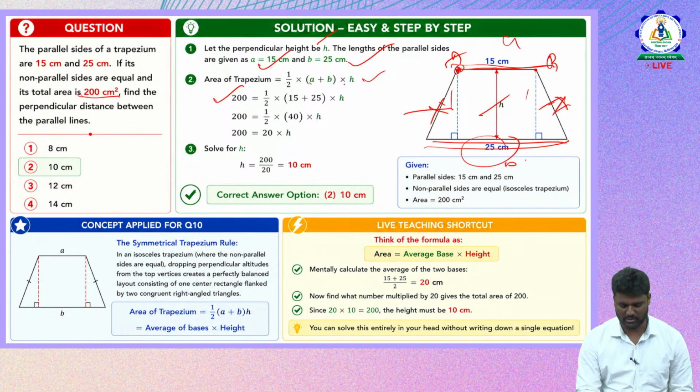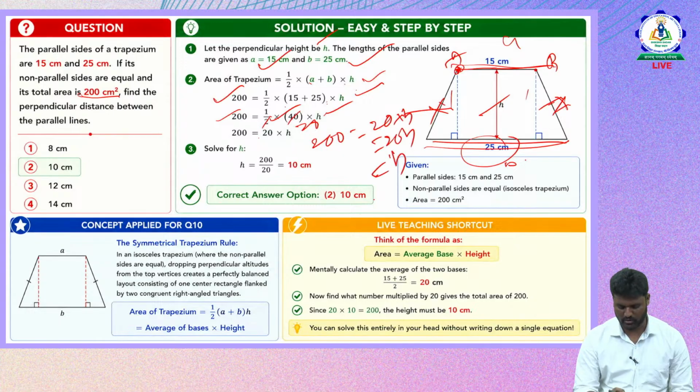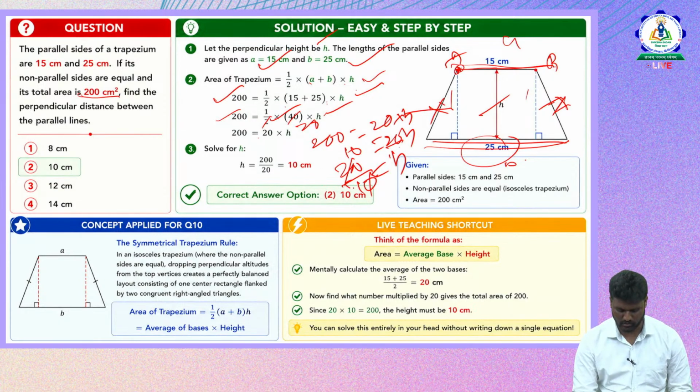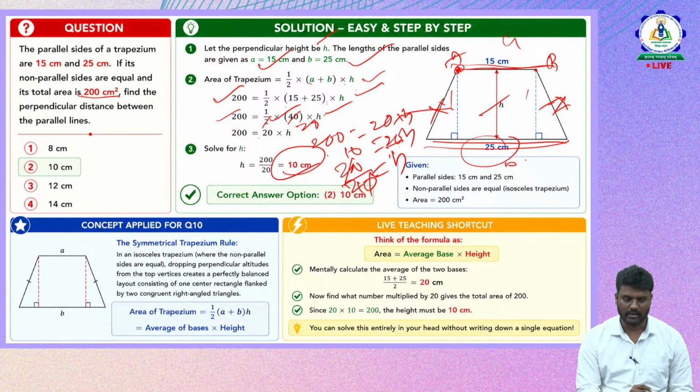So half into A plus B, 15 plus 25, into the height we will identify. Now when you simplify this, 200 equal to half into 15 plus 25, that is 40, into h. Simplifying again, 2 ones are 2, 20s are, so 200 is equal to 20 into h. So now the h value we need to identify. If we send the 20 to the left hand side, this will become 200 by 20, which will become 10 centimeter.